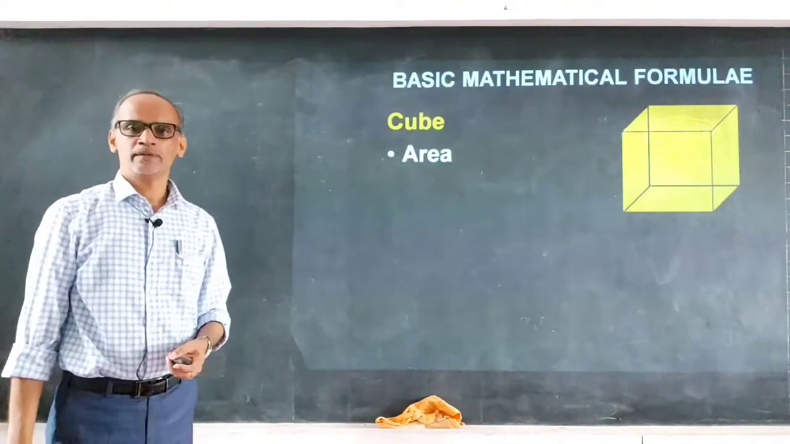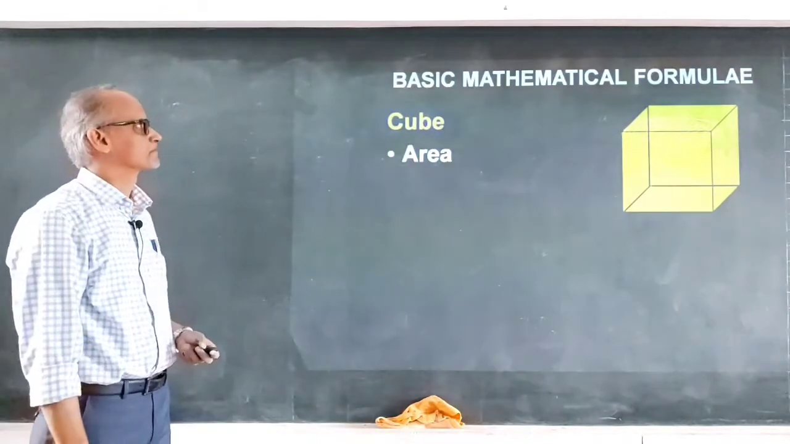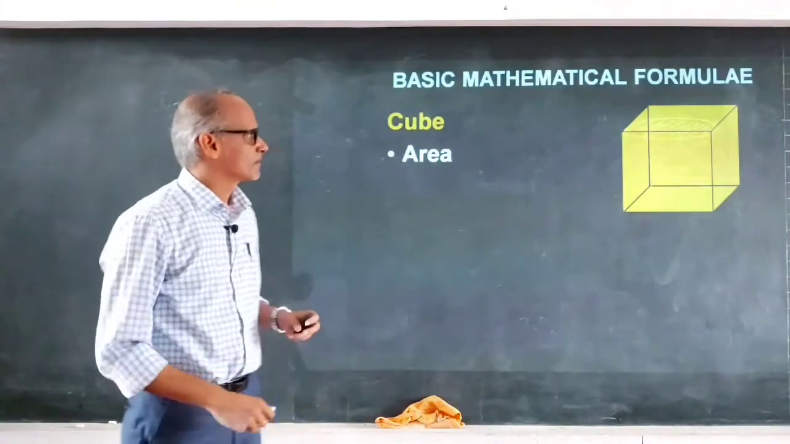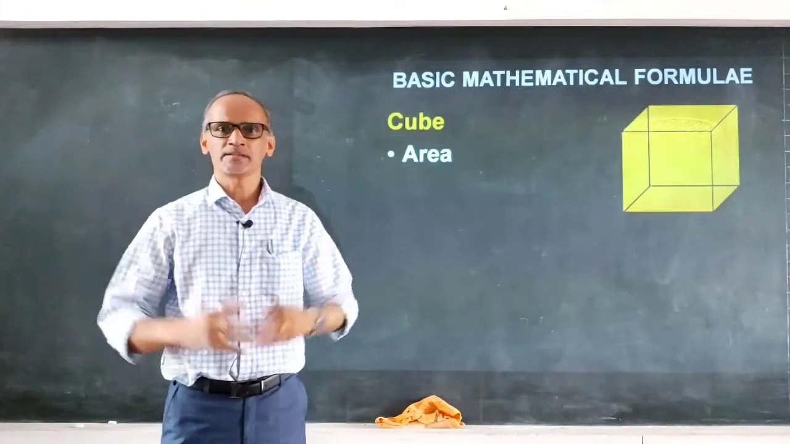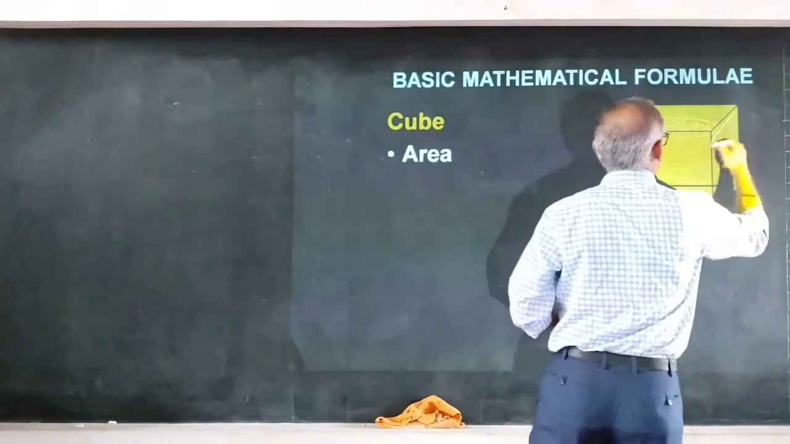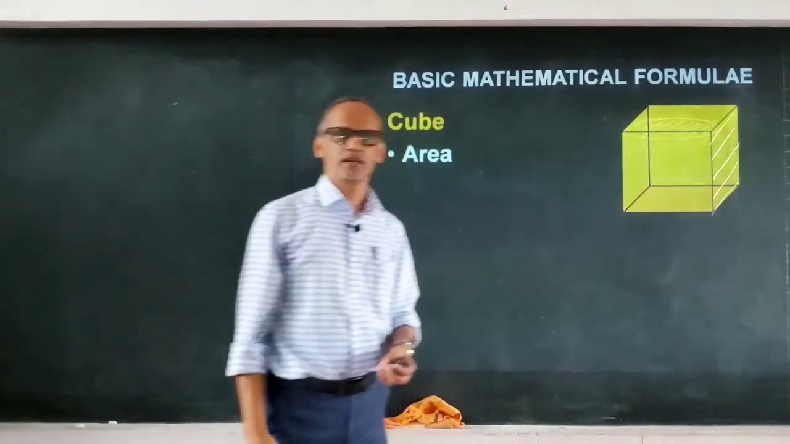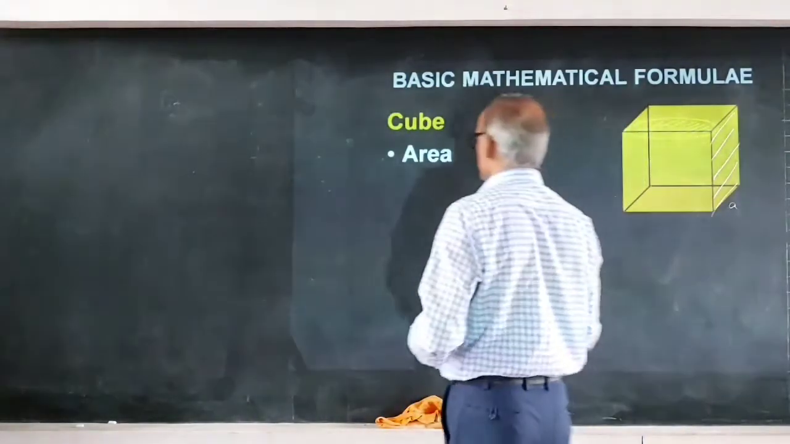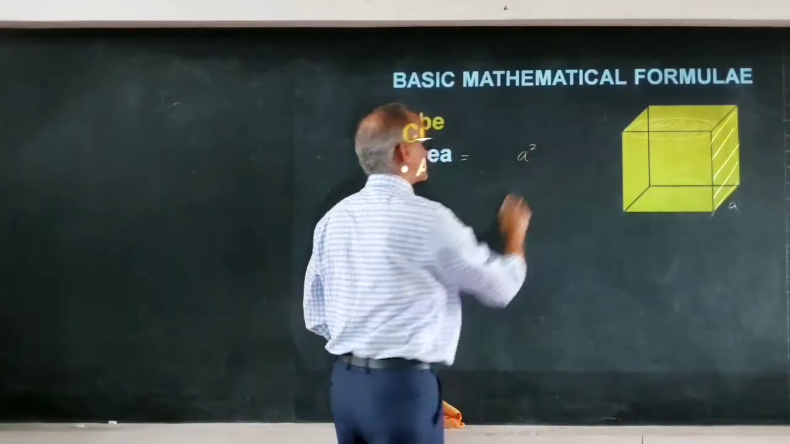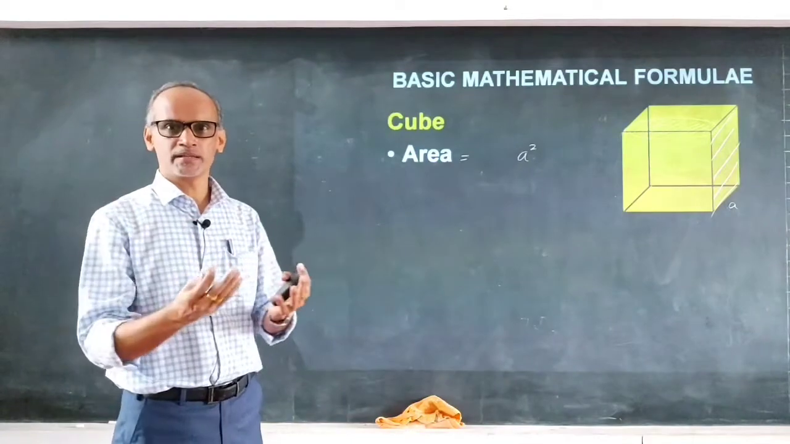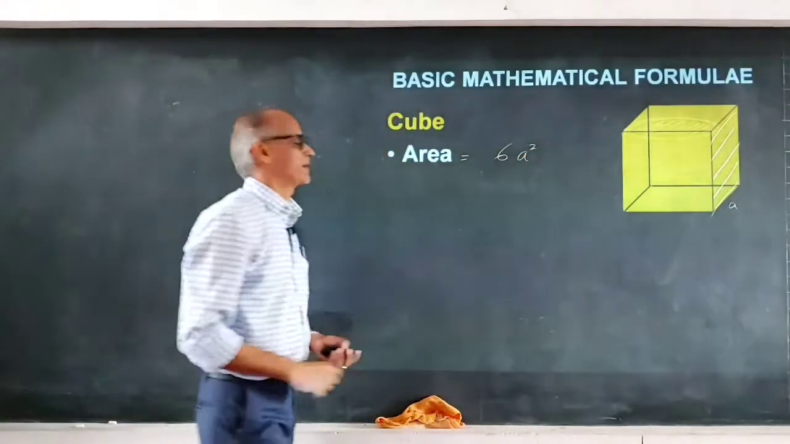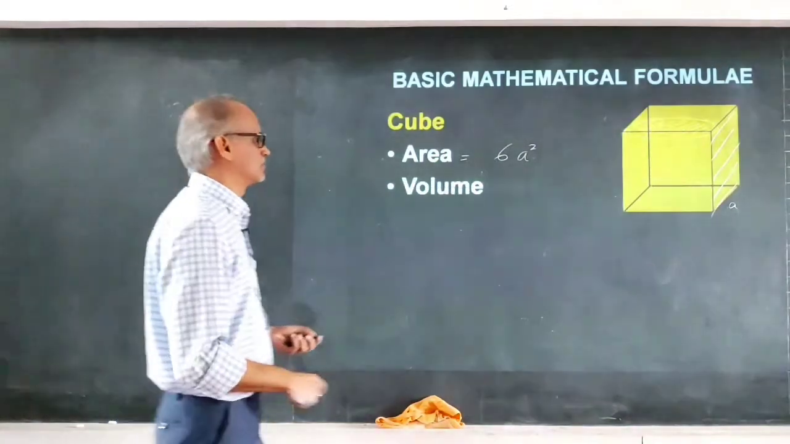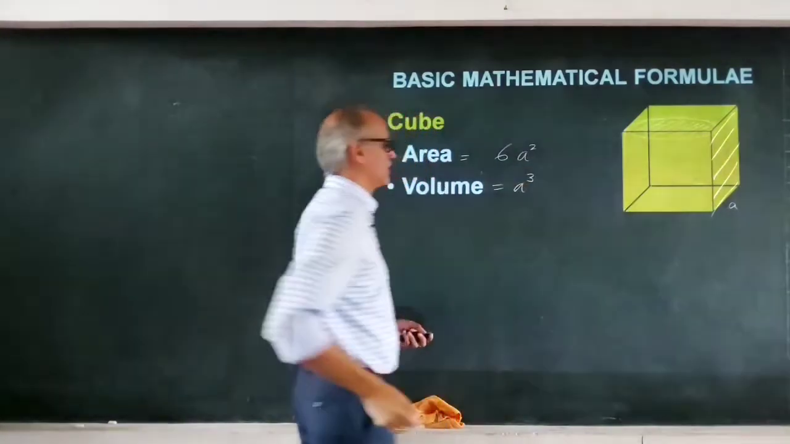Right, so we have another structure, which is the cube. What is the area of the cube? A cube has 6 faces, and all the 6 faces are identical. So if I take only one face, it's a square. So if A is the side of the cube, then the area of one side is A square. But how many such faces are there? 6. So 6 A square is the area of the cube. Area only. Okay. How about its volume?